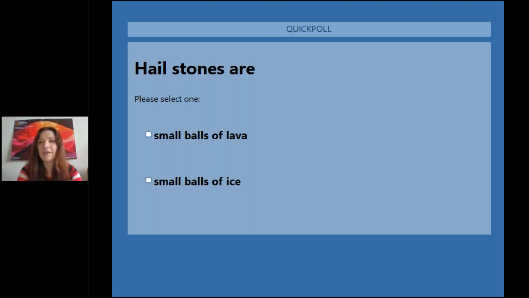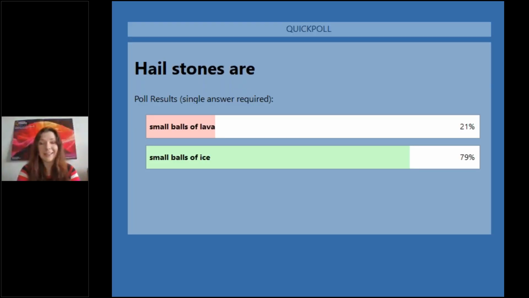All right, so now I'm going to close the poll and share the results with you. So here 79% think that it is small balls of ice, and you are right. So hailstones are these balls of ice that can be seen in spring and summer, usually in our country at least. Well done. So 3 more to go.